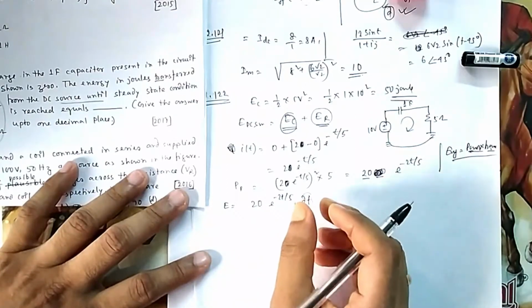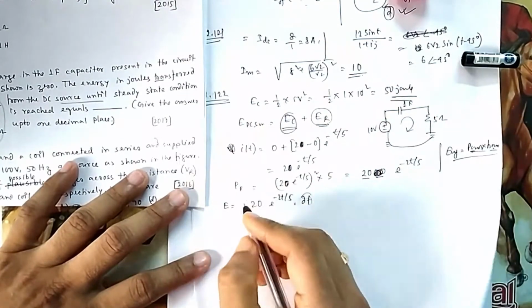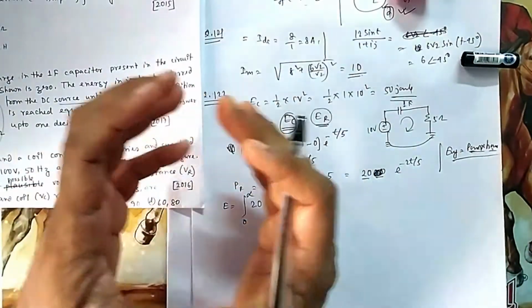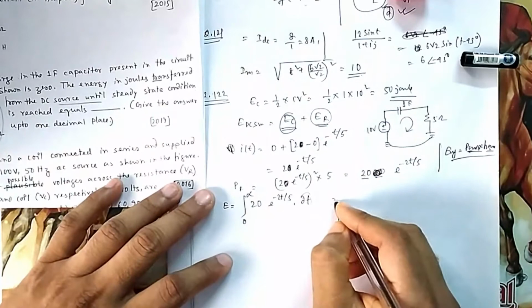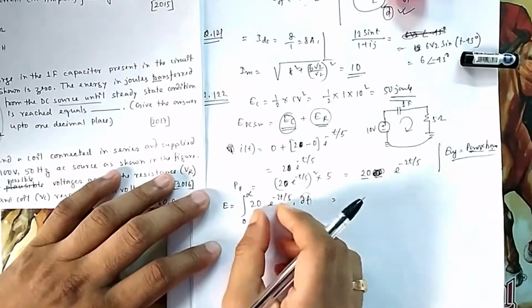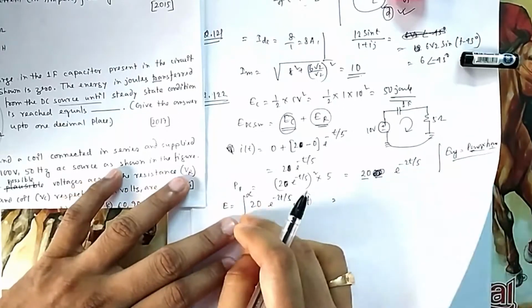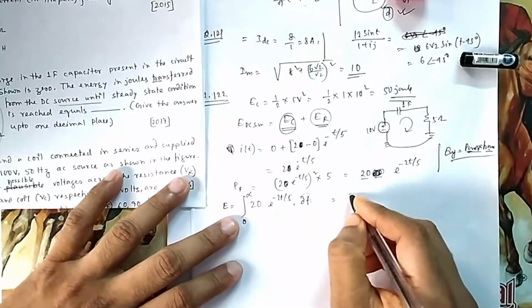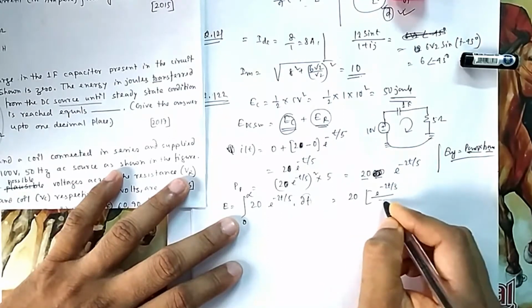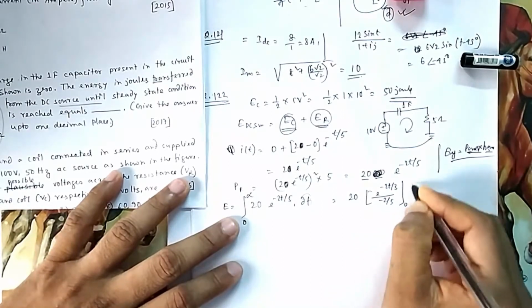This is for a small interval. Now if you want to calculate for the entire interval, you have to integrate it, because I am adding all the energy. For a particular instant this much energy is dissipated, for all instants it is this much. So if you take the integration, you get e to the power minus 2t by 5 divided by minus 2 by 5, with limits 0 to infinity.